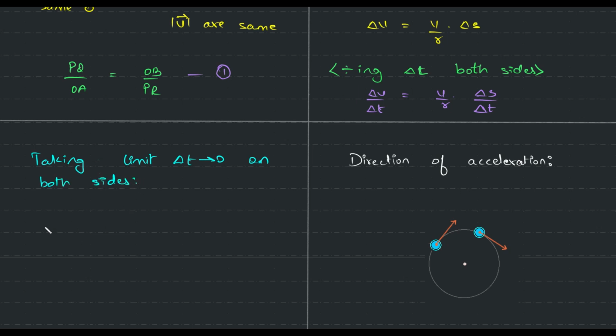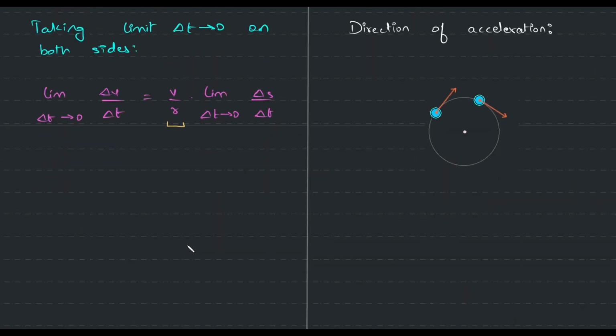So this will give us what? Well, this will give us limit delta T tending to 0 delta V by delta T is equal to V by R, both are constant, limit delta T tending to 0 delta S by delta T. Because these two are constant, I can take it out. If you don't understand this, you need to do limits. This is nothing but the very definition of acceleration, V by R. And this is nothing but your, any guesses?